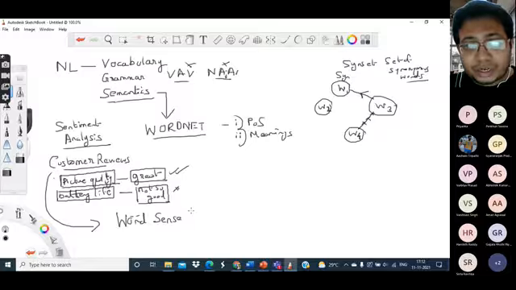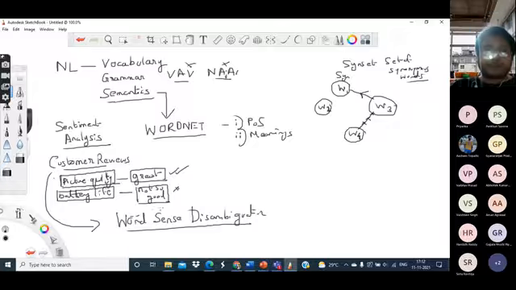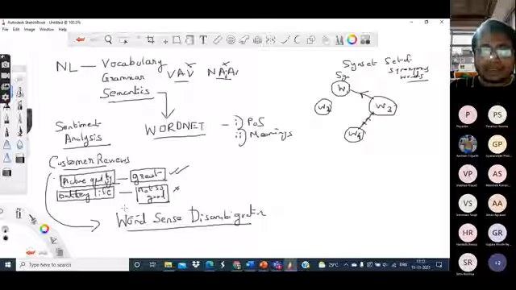So what is this word sense disambiguation? The thing is that the same word, as we can understand, can have different meanings. Now in which sense is that particular word being used in that context? The problem of finding this out is known as word sense disambiguation.